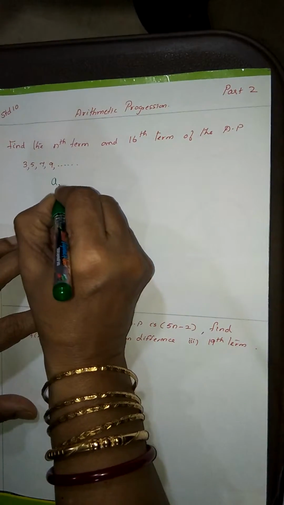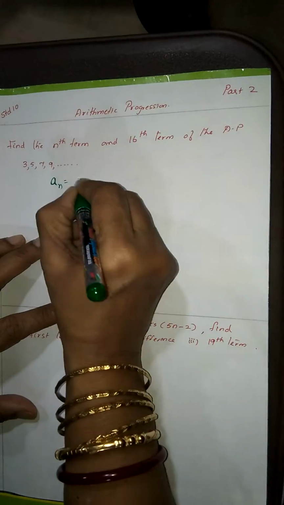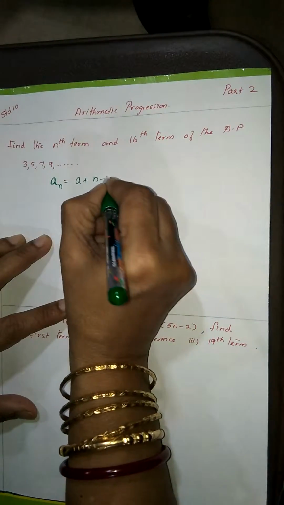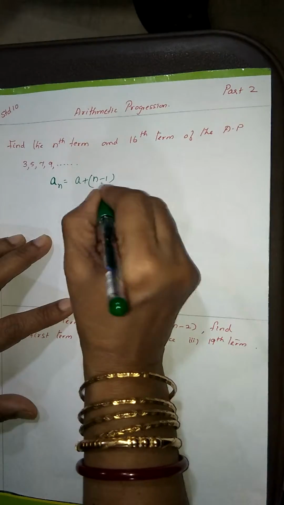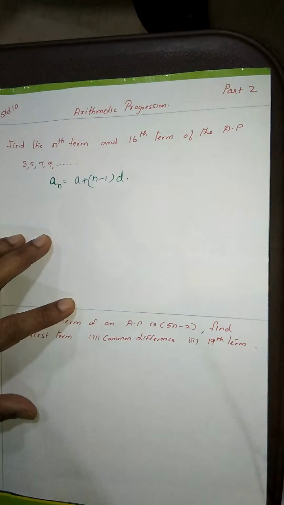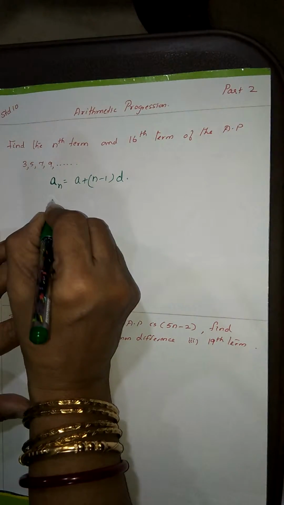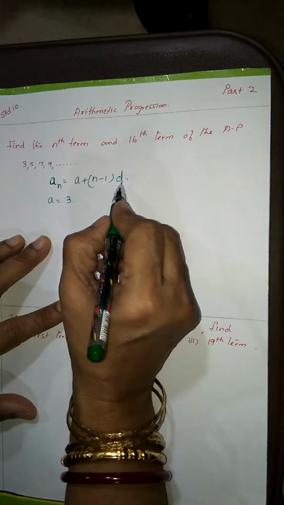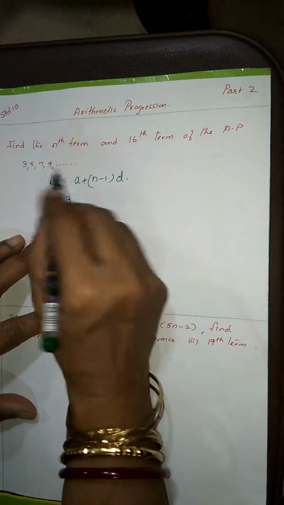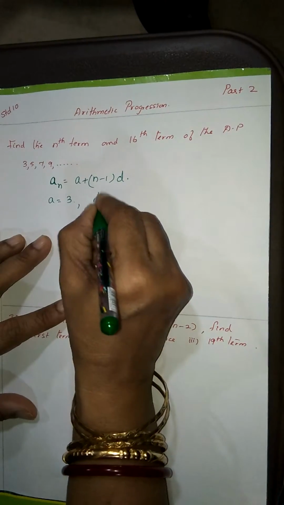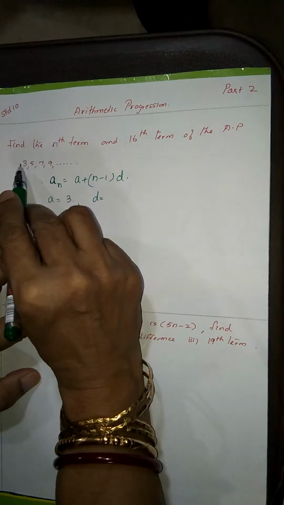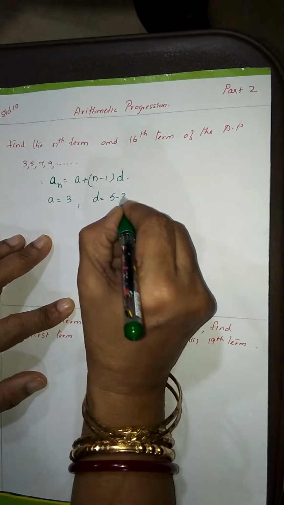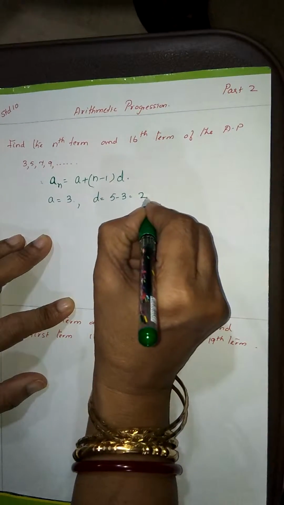So an is equal to a plus n minus 1 into d, where here a is the first term, a is equal to 3, then d is equal to a2 minus a1. So 5 minus 3 is equal to 2.